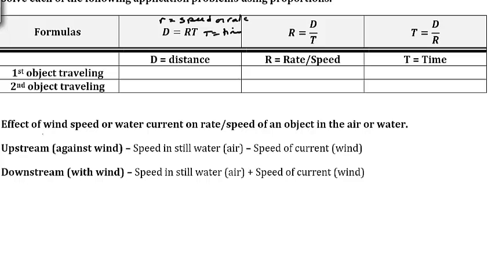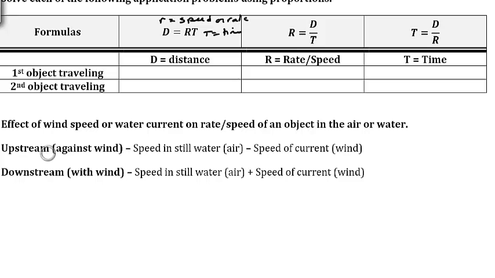So also in some of these word problems, there is wind speed or water current. So a lot of the problems are about planes flying and what happens when the wind blows either up against the nose of the plane, or what happens when the wind is blowing against the tail, and also current if you're in water.